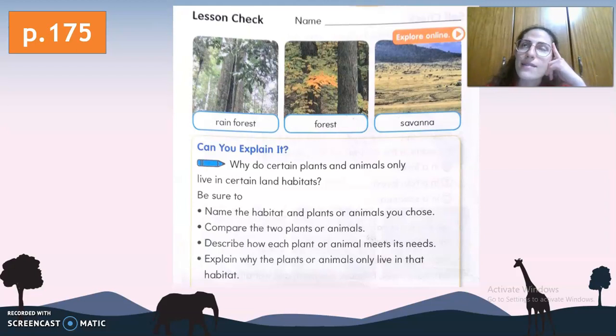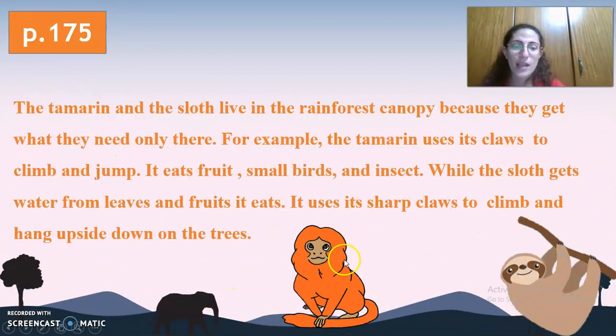Now guys, take 2 minutes to think, which animals would you like to compare? And where do they live? So for me, I chose the tamarin and the sloth. The tamarin and the sloth live in the rainforest canopy because they get what they need only there. For example, the tamarin uses its claws to climb and jump. It eats fruit, small birds, and insects, while the sloth gets water from leaves and fruits it eats. It uses its sharp claws to climb and hang upside down on the trees.